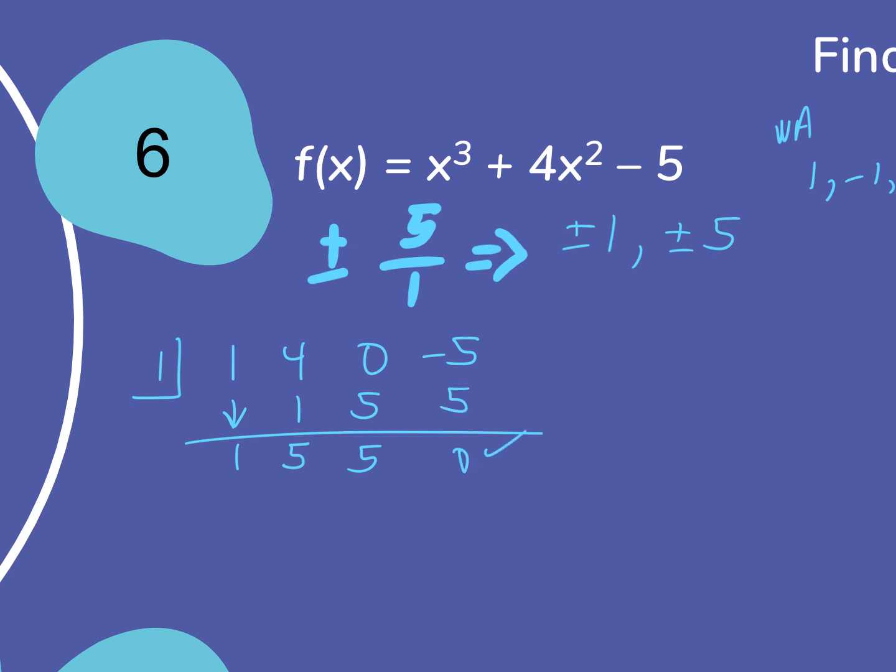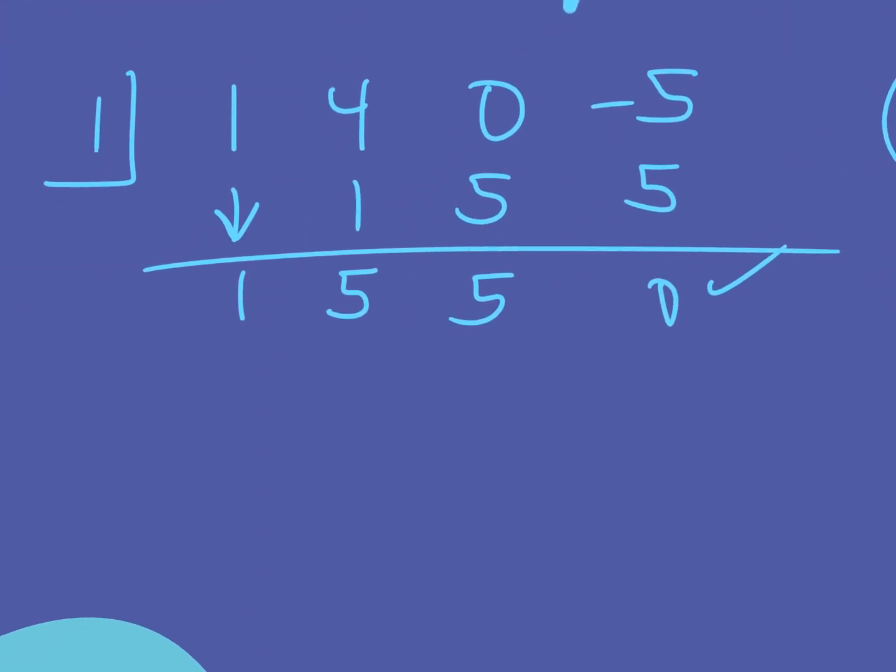What did you guys just prove? This graph crosses the x-axis at x equals 1. If you did not get 0 then that means, oh, 1 doesn't work. I try something else. So what is left over here? How do I write that? X squared plus 5x plus 5 equals 0.